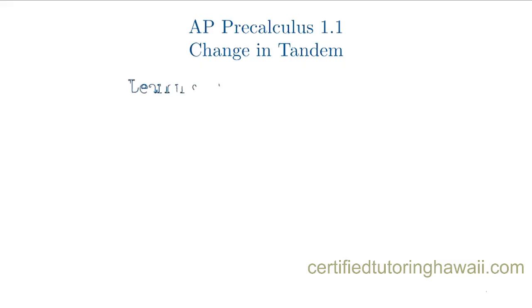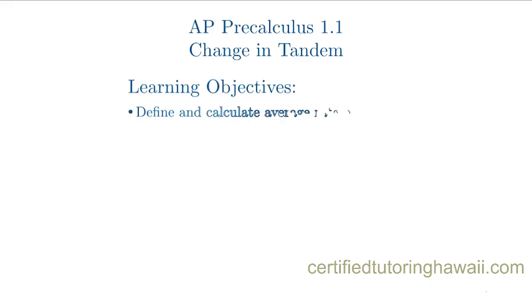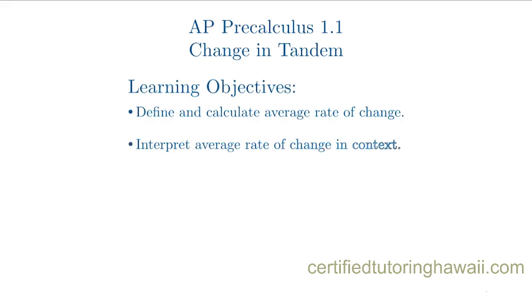So, what exactly do we mean by change in tandem? It simply means that as one quantity changes, another quantity changes along with it in a related or dependent way. These two variables are connected. In precalculus, we model these relationships using functions. We write this as y equals f of x, which reads y is a function of x. This notation means that for every input x, there is exactly one output y.